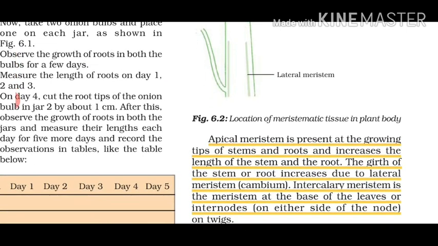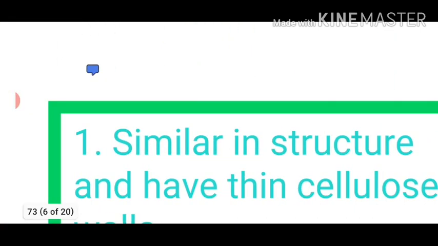Apical meristem is present at growing tips, so it results in increase of length of the stem and the root. Diameter of the stem or root increases due to lateral meristem. Intercalary meristem is at the base of the leaves or internode. Let us study the characteristics of the meristematic tissue.